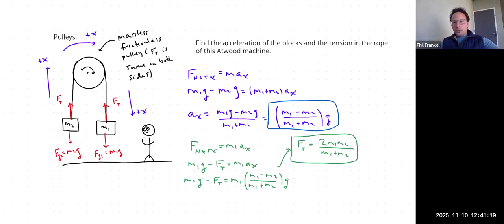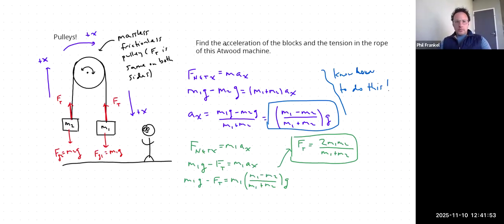I will not ask you to algebraically solve for the tension force on a test, but I will ask you to apply Newton's second law to find the acceleration. So this is not a result that memorizing is going to do it for you. You have to be able to draw the free body diagram, apply Newton's second law, and know how to do this. The resolution of my stylus here is not great, but know how to do that.